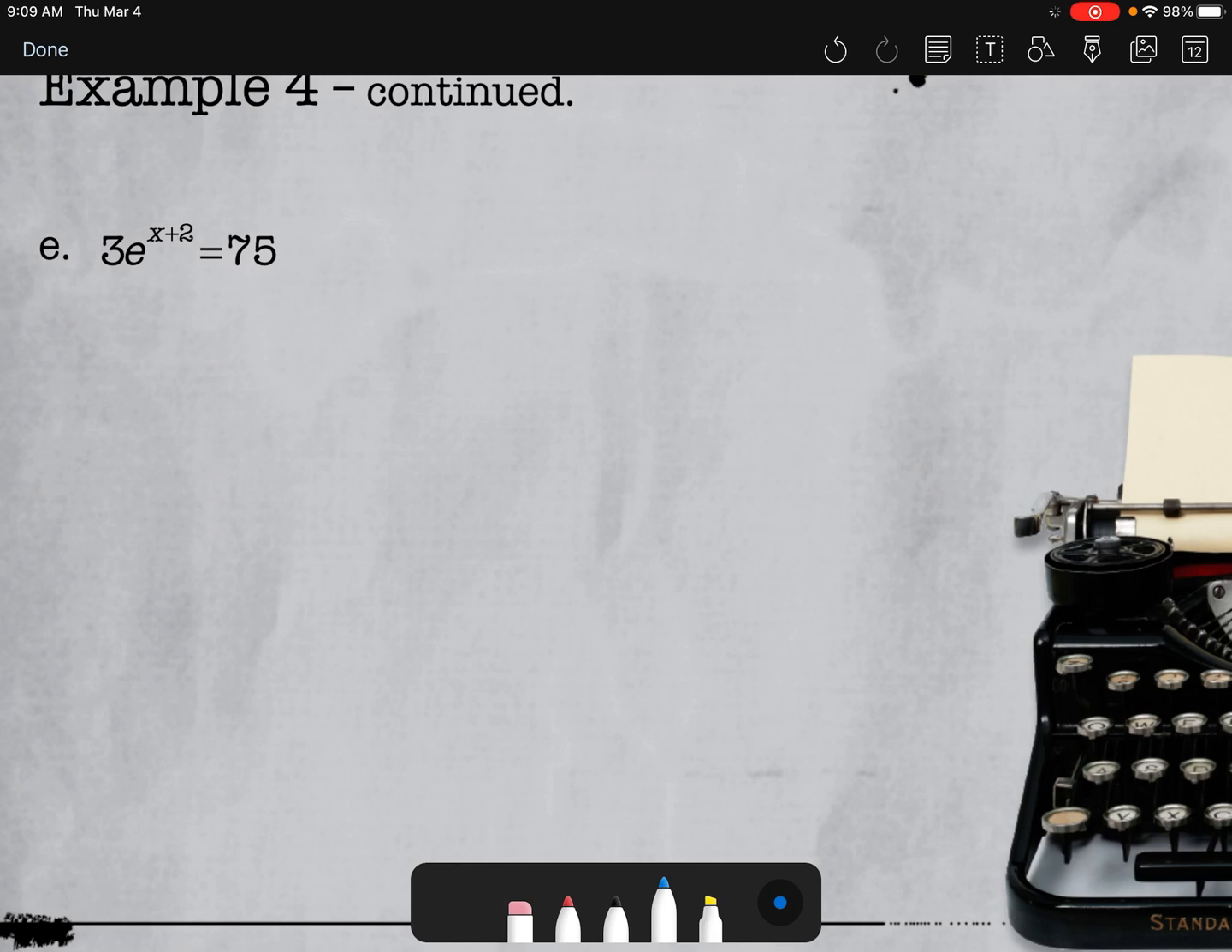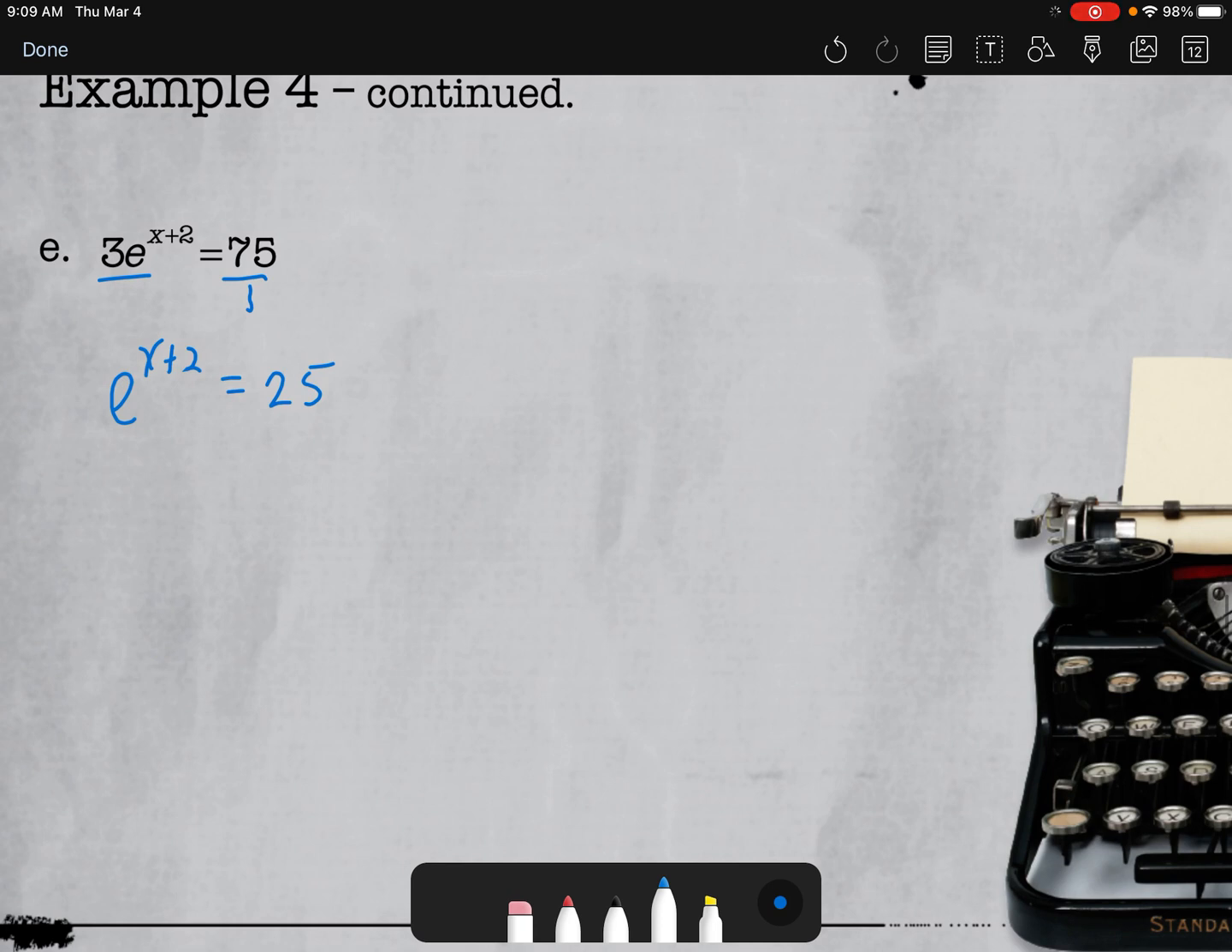Okay, 3 times e to the x plus 2 equals 75. Well, again, you got to isolate it just because it's easier that way. All right, now how do we get the x plus 2 out front? Well, we got to take the log, right? But look at the base. It's an e. So this time you definitely want to use natural log of both sides because those cancel out because the natural log of e is 1.